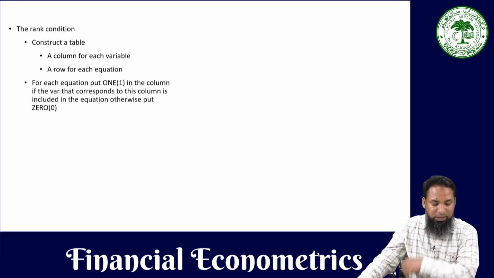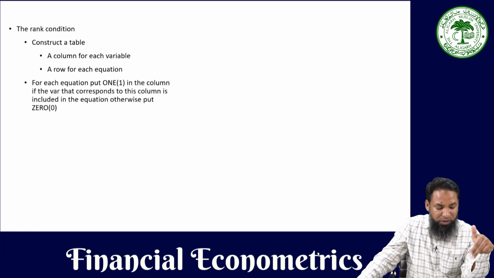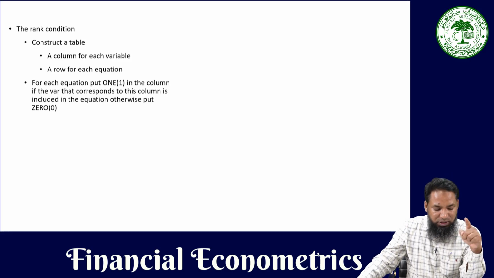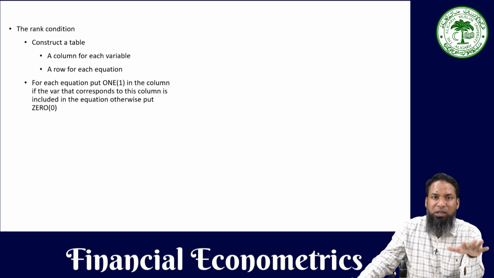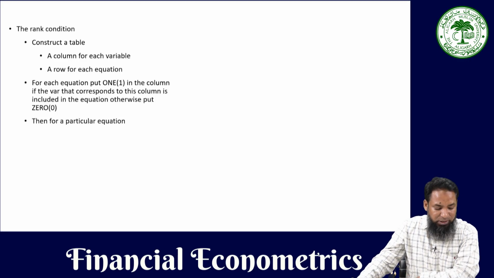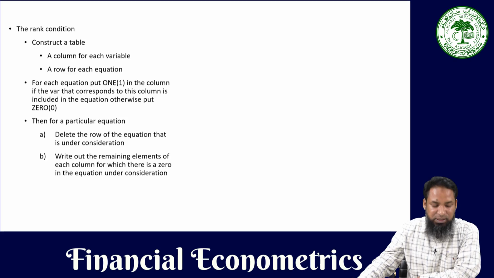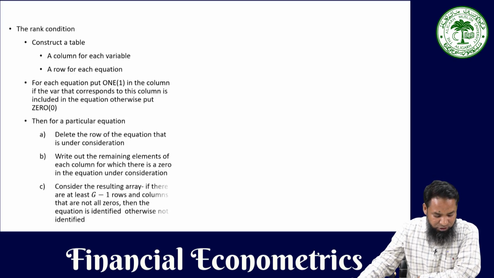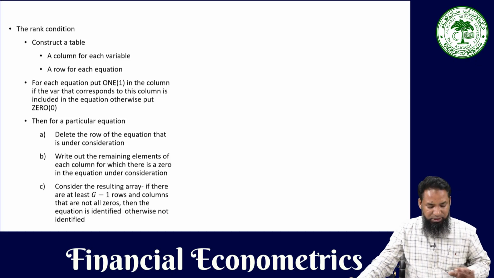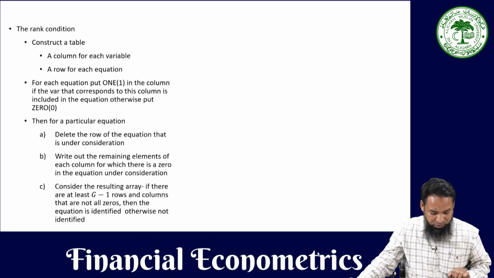So let us consider now what will be the case here. For each equation, put 1 in the column if the variable that corresponds to this column is included in the equation, otherwise put 0. And then for the particular equation, delete the row of the equation that is under consideration. Write out the remaining elements of each column for which there is a 0 in the equation under consideration. Consider the resulting array: if there are at least G minus 1 rows and columns that are not all 0, then the equation is identified, otherwise not.